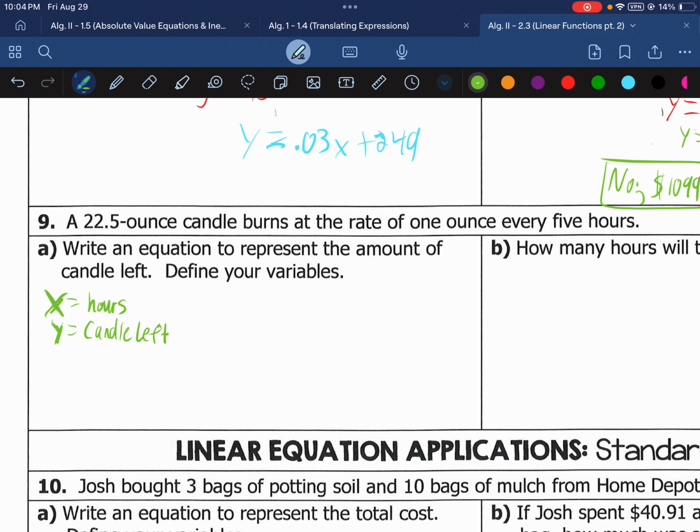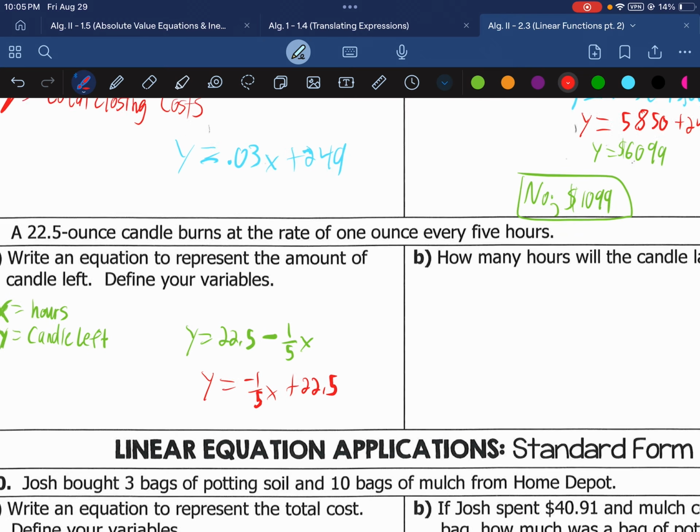And now this equation, it would be Y is the amount of candle left, and 22.5 is how much you start with. And if we're burning it, we're losing it, so we're subtracting it, and it's a rate of 1 ounce every 5 hours. So I'm going to put 1 over 5x hours. So 1 over 5x. And if you wanted to flip this around to where it's the mx and the b in order, you could do negative 1 over 5x plus 22.5 that the candle starts with. And either one of those is perfectly fine.